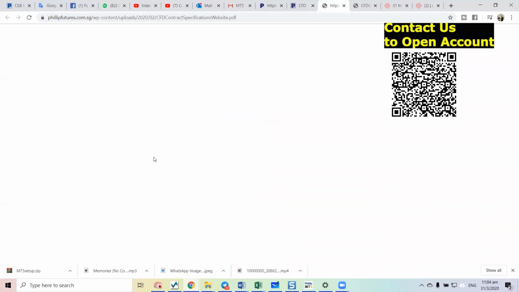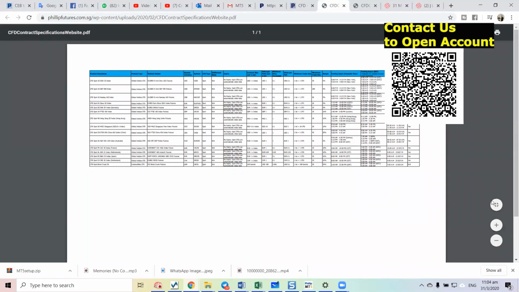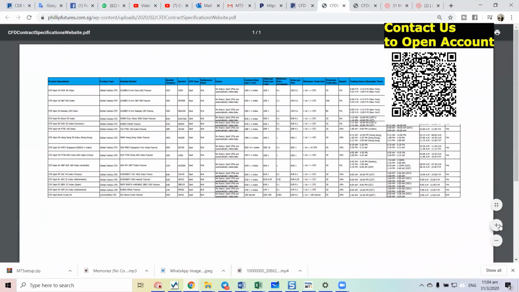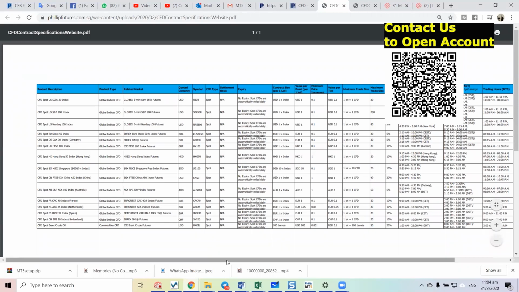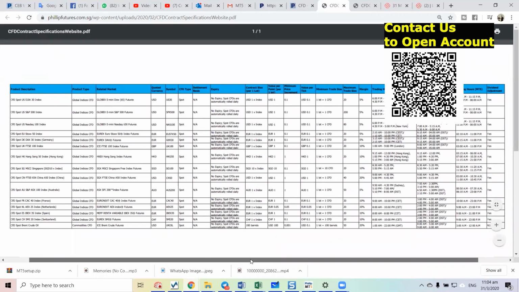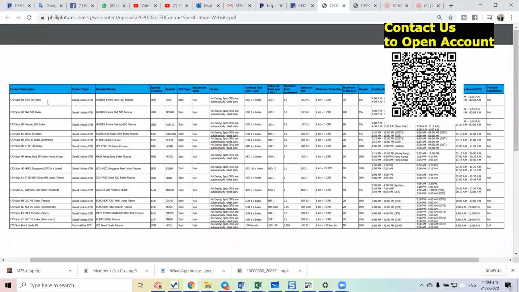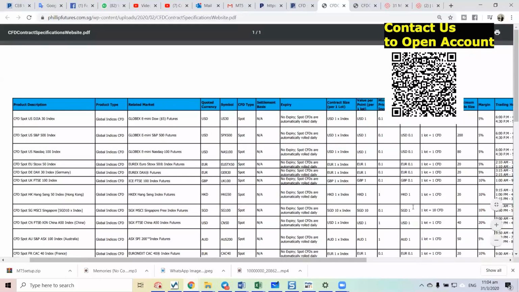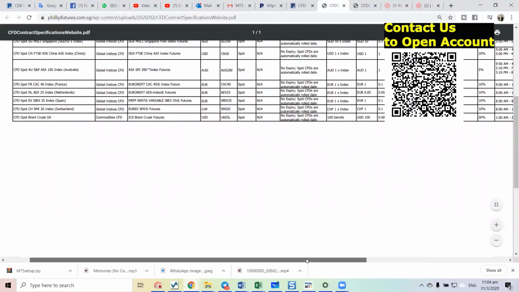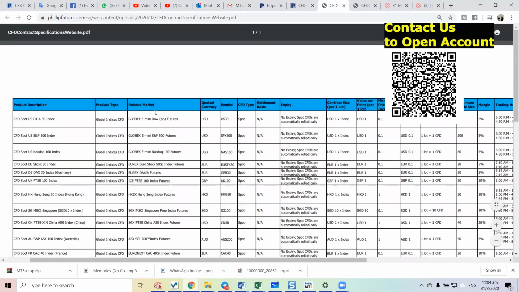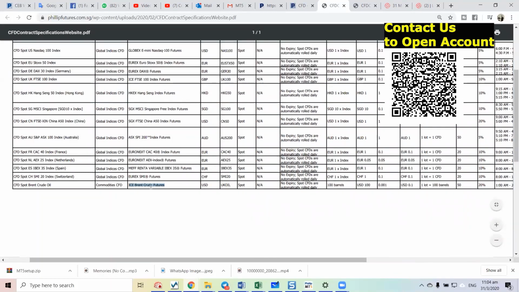Over here, I think this is the most important thing before we get in. This is what we call the product sheet, the specs sheet. Today the focus is on crude oil. So this is the CFD Brent crude oil, the CFD on ICE Brent crude oil futures. That's the underlying related market.